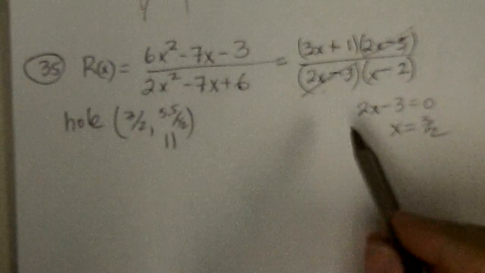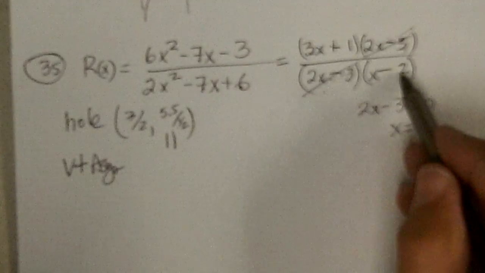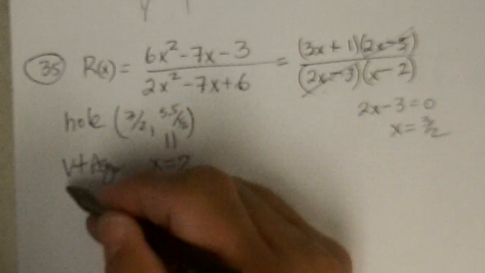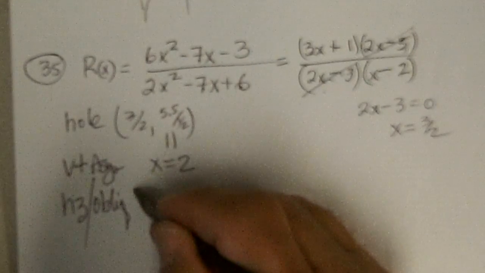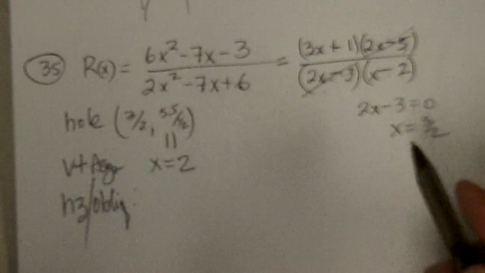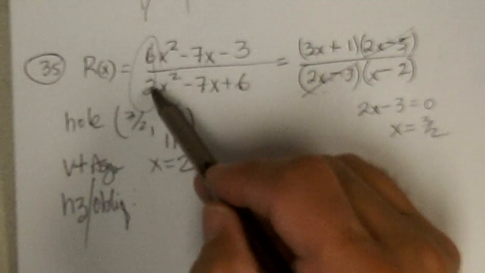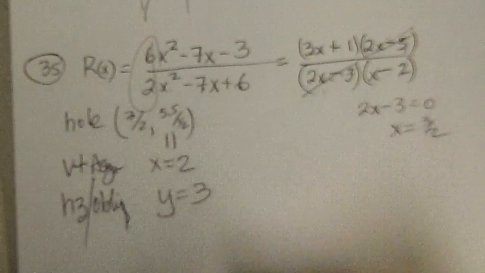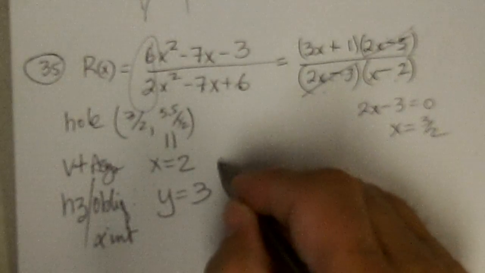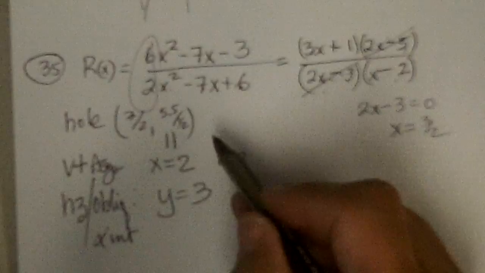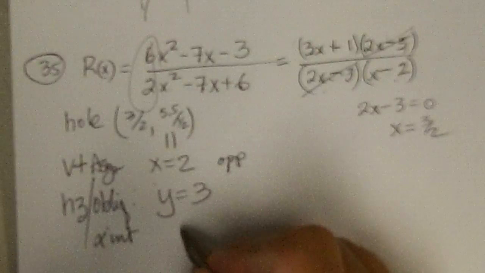So now that's gone. Now I look for the vertical asymptotes. So that's gone, so it's at x equals 2. Horizontal or oblique. Okay, so the degree of the numerator and denominator are the same, so it's the ratio of the coefficients. 6 divided by 2 is 3. X-intercepts. Oh, behavior. This happens once, so this is opposite. X-intercepts, if I try to make the numerator 0, I get x equals minus 1 divided by 3. Minus 1/3.